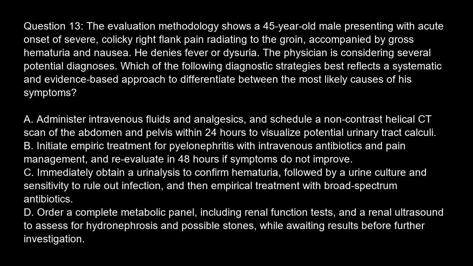Option C. Immediately obtain a urinalysis to confirm hematuria, followed by a urine culture and sensitivity to rule out infection, and then empirical treatment with broad-spectrum antibiotics. Option D. Order a complete metabolic panel, including renal function tests, and a renal ultrasound to assess for hydronephrosis and possible stones, while awaiting results before further investigation.